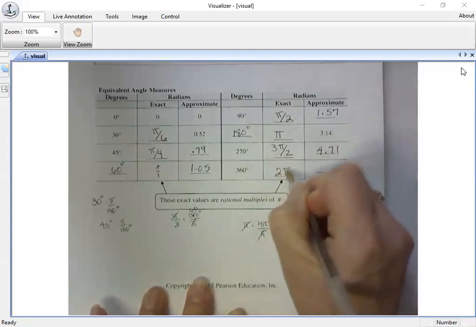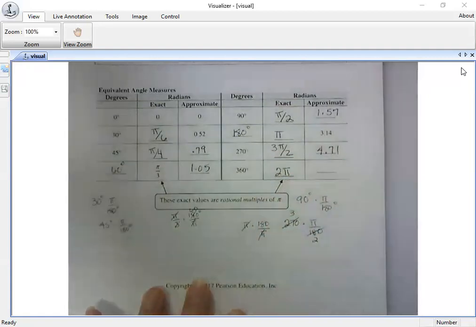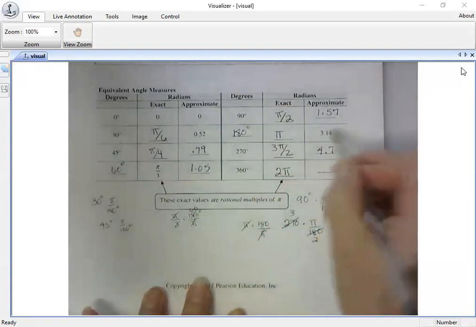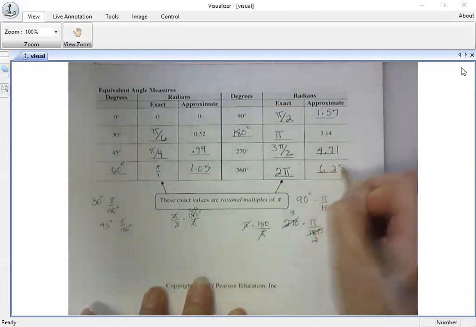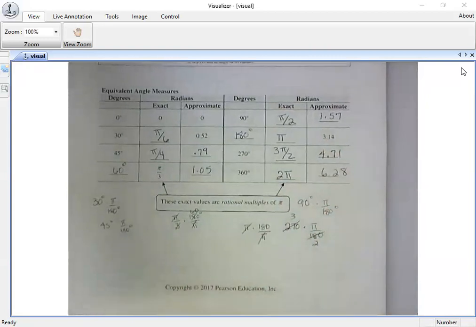And 360 is what exactly in radians? 2 pi. So we had talked about 360 is the same as 2 pi. And 2 pi radians, if I multiply 3.14 times 2, I get 6.28, right? Okay, so that gives us a little practice on the conversions.